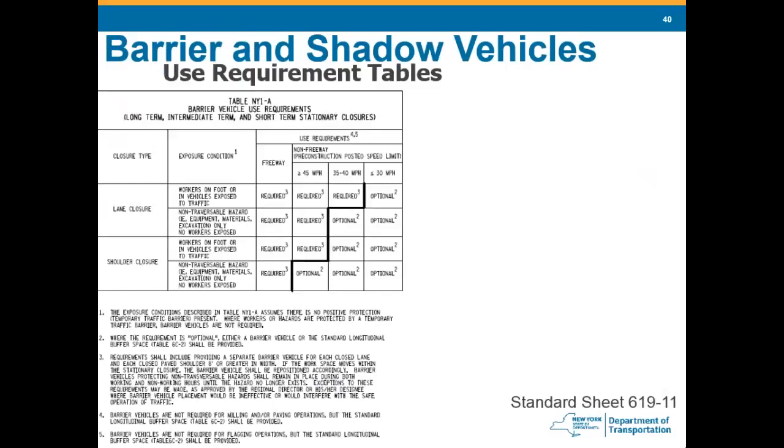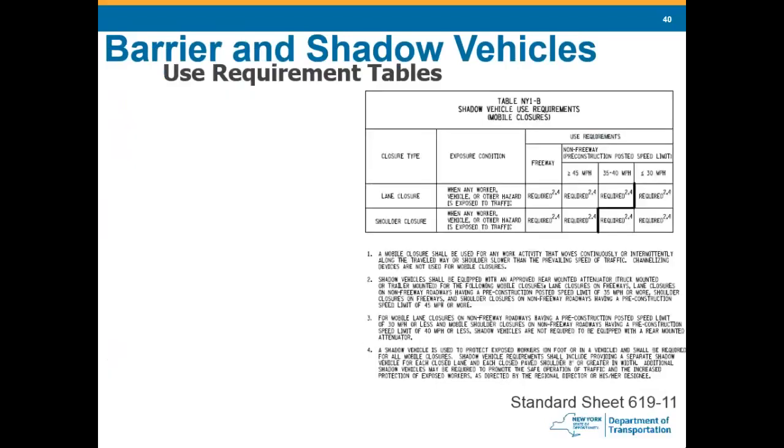So these two tables, barrier, shadow vehicle, again, what's your lane closure? What are you on? Are you on a freeway? What's the posted speed limit? All these things. Tells you whether it's required or not. Use requirement tables.